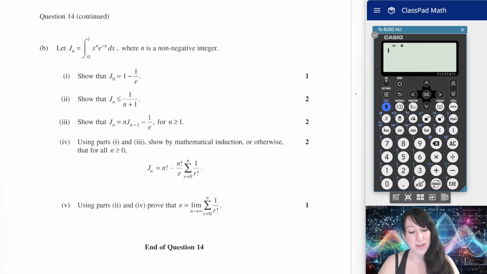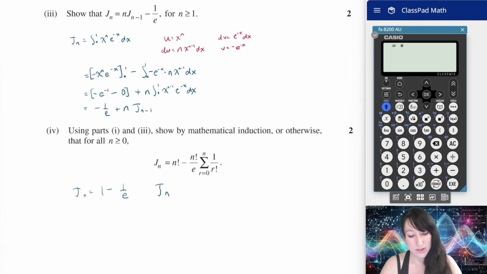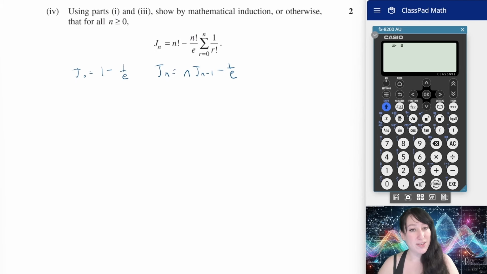Part 4. Using parts 1 and 3, show by mathematical induction or otherwise that for all n greater than or equal to 0, Jn is equal to n factorial minus n factorial over e times the sum from r equals 0 to n of 1 over r factorial. So part 1 gave us that J0 is equal to 1 minus 1 over e. Part 3 gives us Jn is equal to n Jn minus 1 minus 1 over e. Let's see if we can prove this with induction.